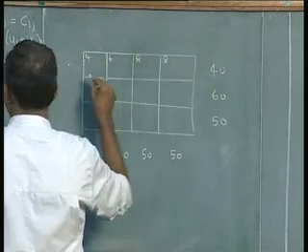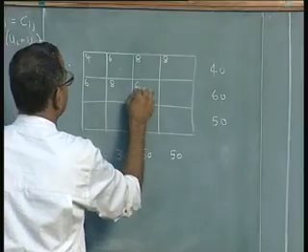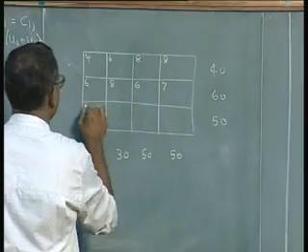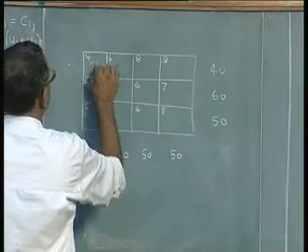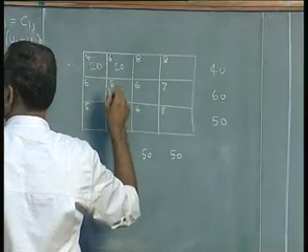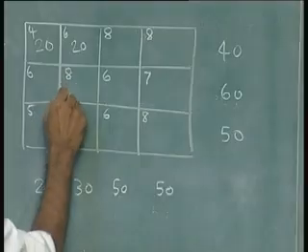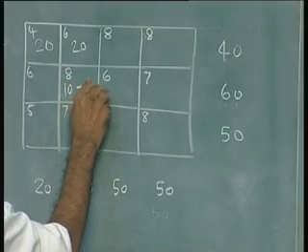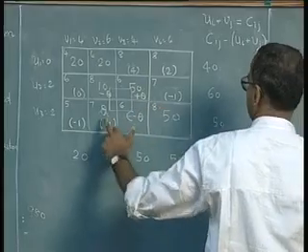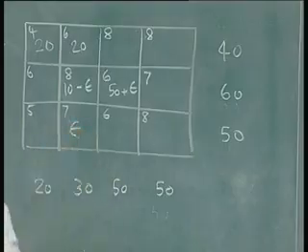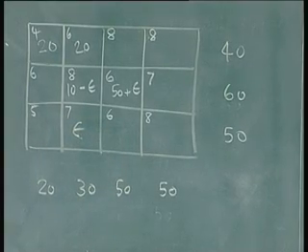20, 20, 10. Theta is epsilon, so this becomes 10 minus epsilon, this is 50 plus epsilon, now this is epsilon and this epsilon minus theta becomes 0.